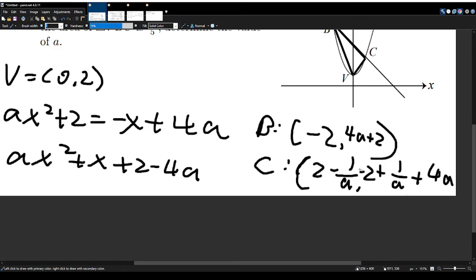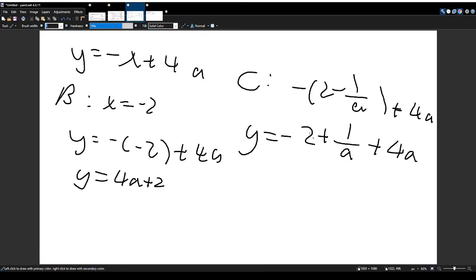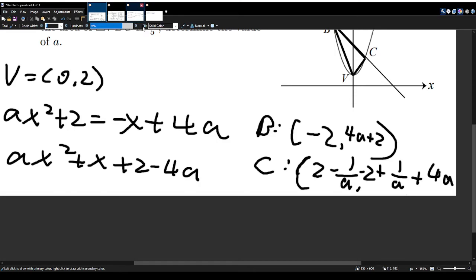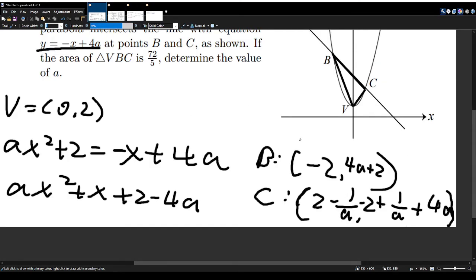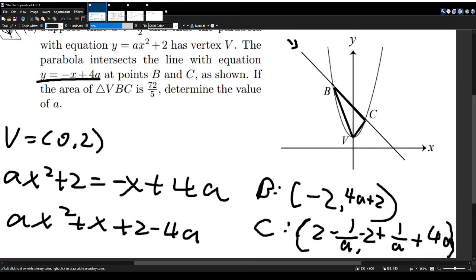Sorry, this is a -2. Yeah, -2. So now you know your coordinates for B and C, right? And you know your coordinates for V. So how do you calculate this triangle?